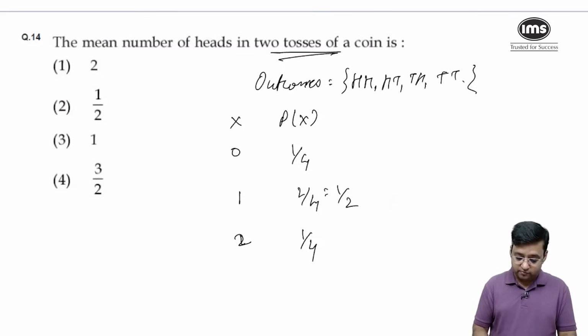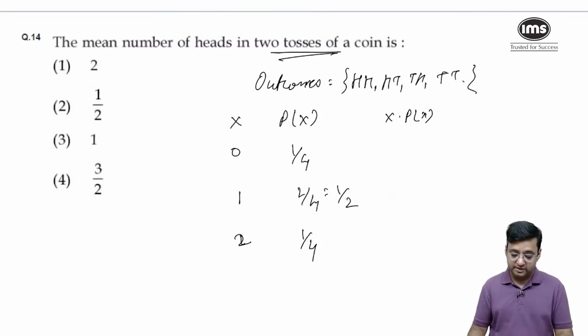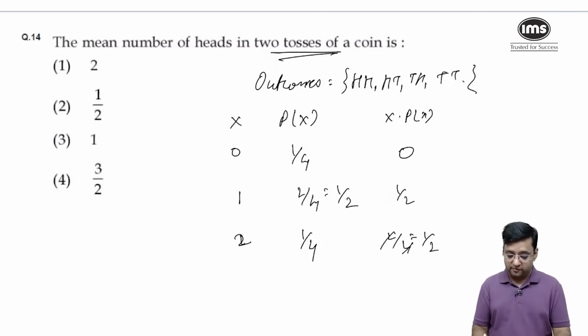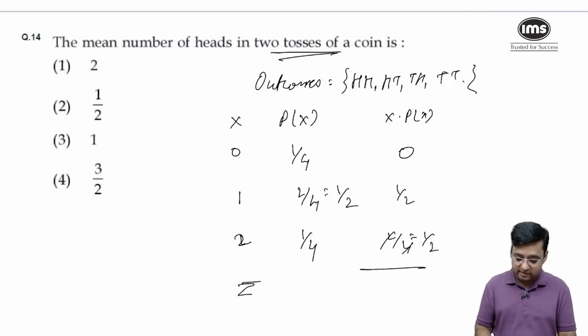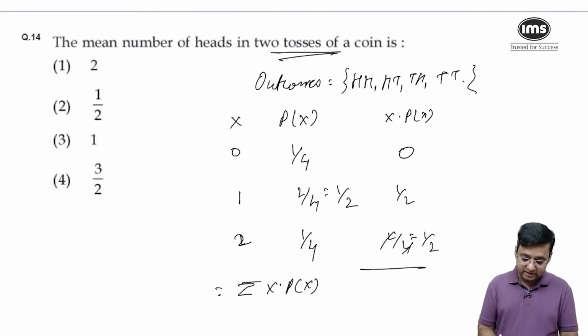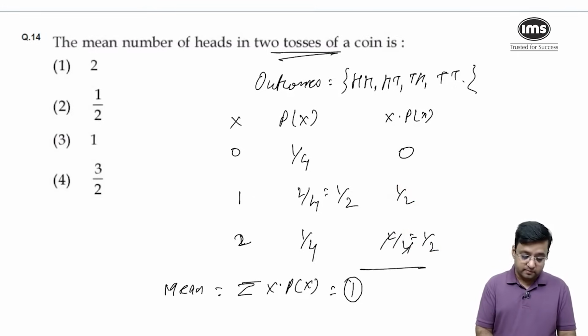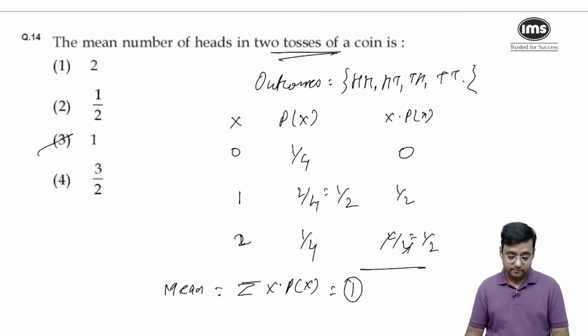Now moving further, we need to find x into p of x. So this will become 0, this becomes half, this becomes 2 by 4, this becomes also half. Now half plus half, that is, we need to find sigma x p of x. Why we need to find this? Because this is the mean, correct? Now this becomes 1, as we are adding half plus half, that is 1. So we have this in the third option.